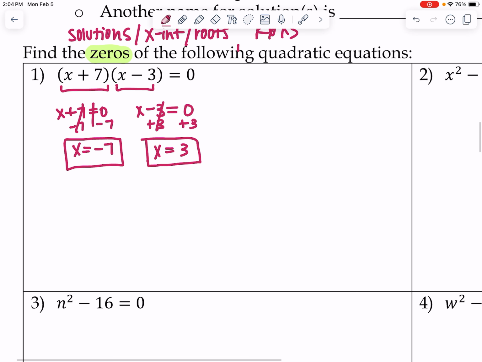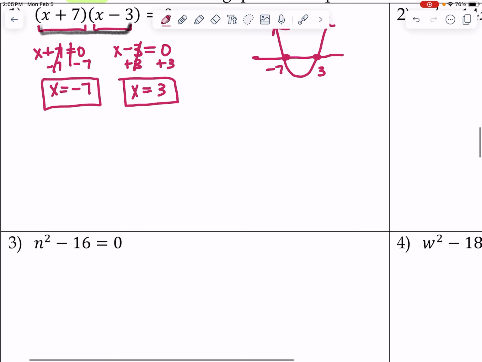If you were to graph this in Desmos, you would have a parabola. You would be typing in the entire left side into Desmos, and that would give you this parabola that has x-intercepts at negative 7 and 3. X-intercepts are the same thing as the solutions.